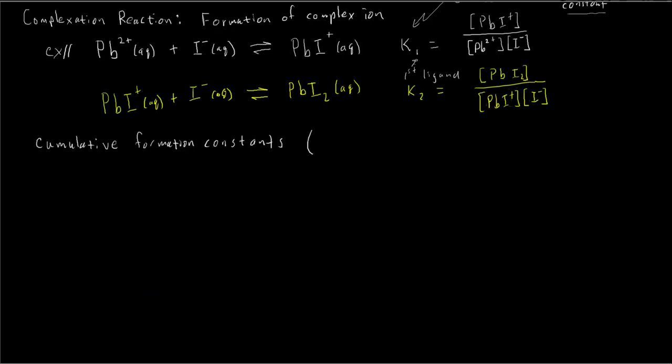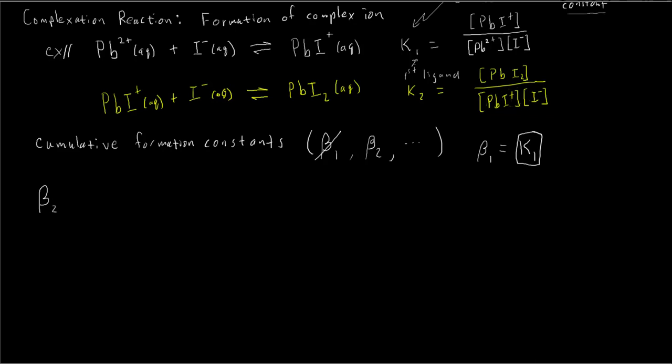And they're going to be given, instead of the symbol K, it's a strange convention, the Greek letter beta. So there'd be a beta 1, beta 2, and so on for these constants. Now beta 1 is actually the same as K1, the stepwise formation constant, so we're going to use K1 for that. So typically we don't think about the first ion being attached. But what would the beta 2 be?